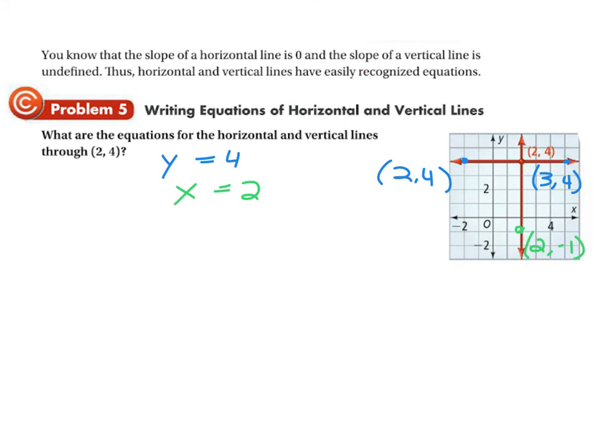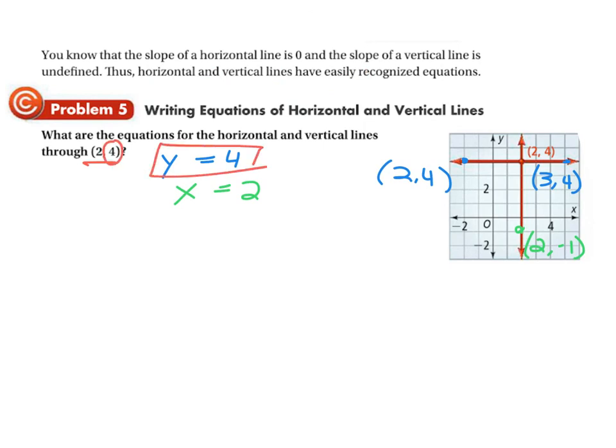Okay. So those are the two equations, but how do you get that from this point? Well, first of all, you can visualize. Horizontal lines always cross which axis? If I drew a horizontal line, it would cross the y-axis. So horizontal lines will have a y equals something because it crosses the y-axis. And where does it cross the y-axis? What is the y-coordinate for all of the points? It's 4. So y equals 4.